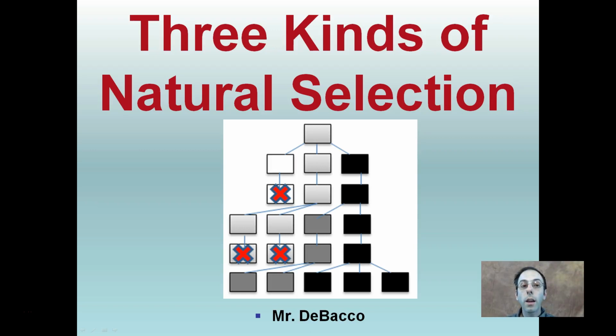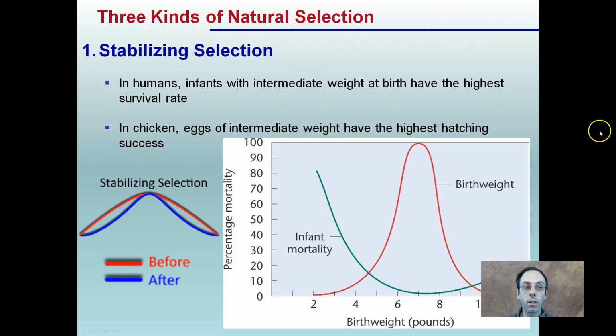Okay, here I'm going to look at three kinds of natural selection. While in general the natural selection process is all the same, there's actually three ways you can classify how a population is shifting. So the first one is stabilizing selection.